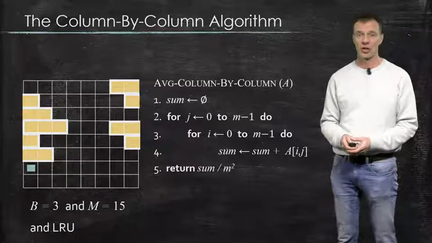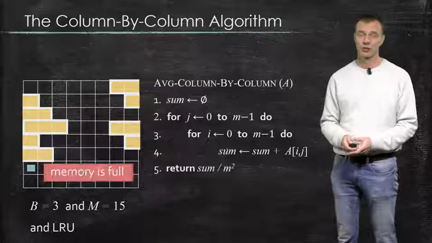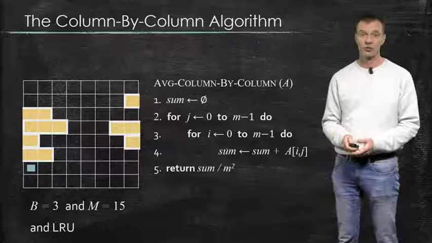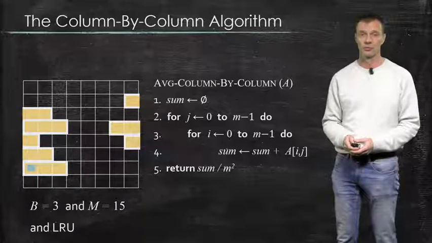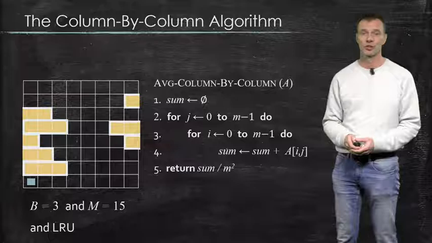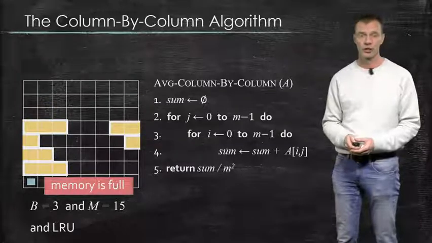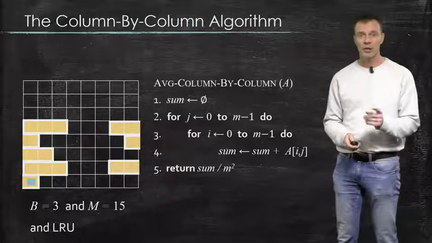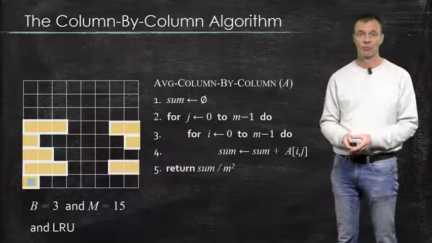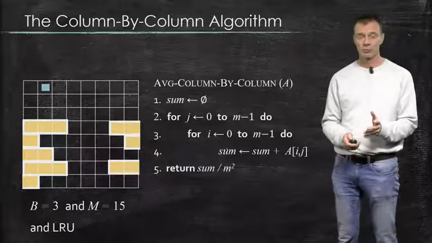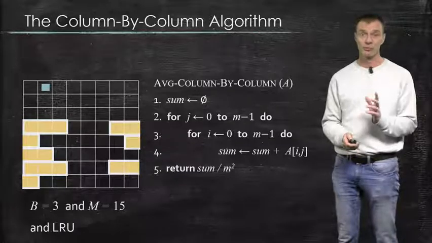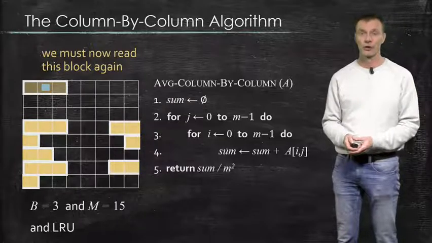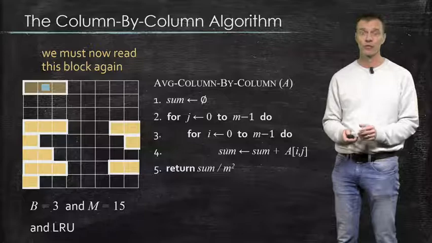So we go on to the next item, and the same situation occurs. The memory is full, we need to throw out a block, then we have space to read the next block, and so on. This continues, another step, memory full, throw out a block, read the next block, and so on. But now let's see what happens when we go to the second column. Here's a block that we actually already read before. But in the meantime, we've thrown the block out of our internal memory, so we have to read this block again.